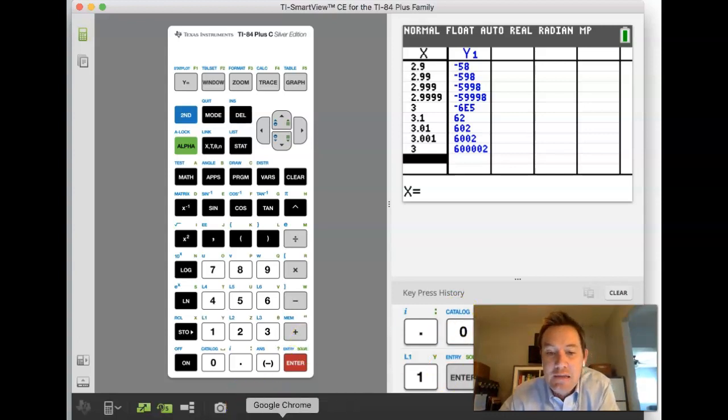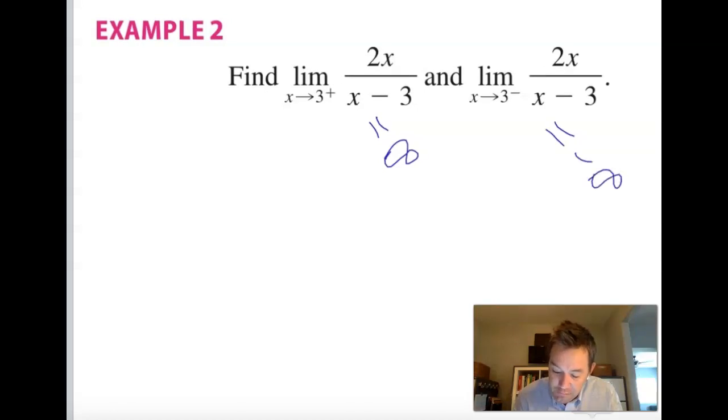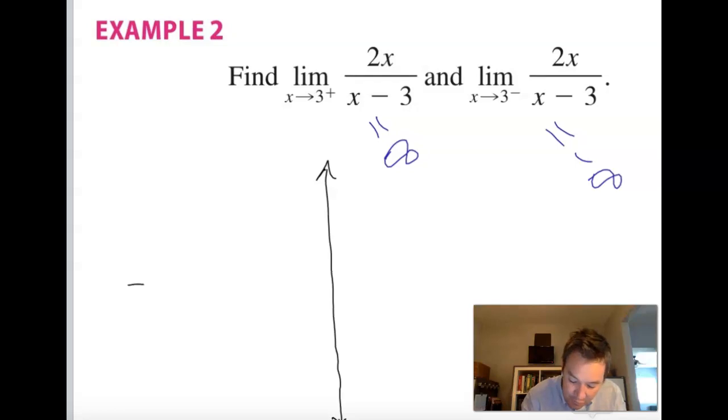So going back, go ahead and write our answers here. As we approach from the right, our y values got large positive. As we approached from the left, our y values got large negative. So what's going on in that graph is we have a vertical asymptote at x equals 3.